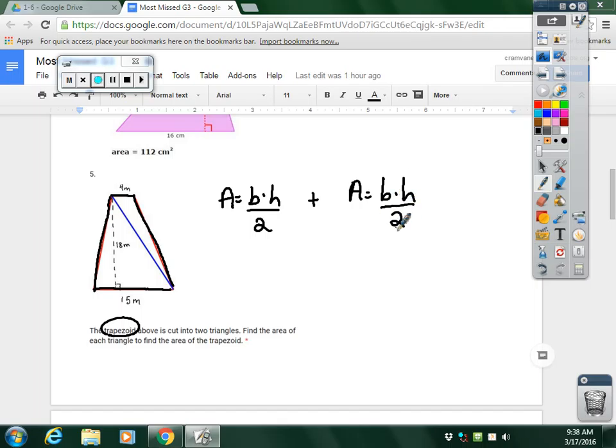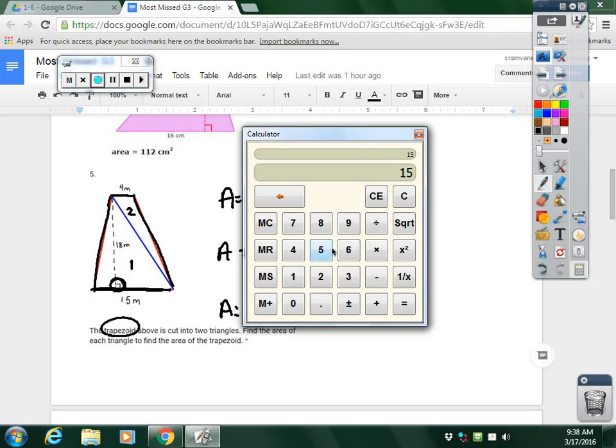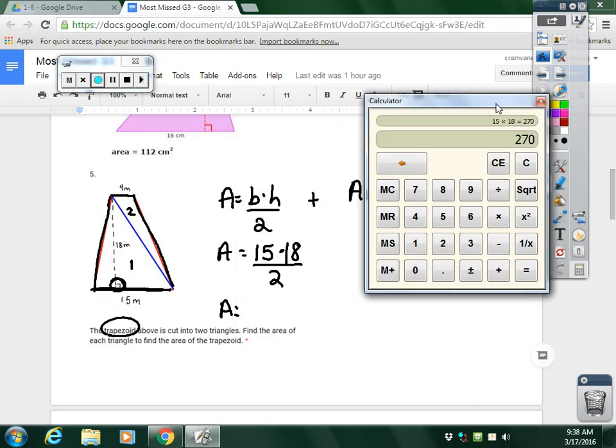Okay? Now, I'm going to do this as triangle number 1, this is triangle number 2. The base of this triangle is 15. The height is my imaginary line that forms a 90-degree angle, so it's this one right here. You always look for this guy right here. And then I'm going to divide it by 2. So the area of triangle number 1, 15 times 18 is 270. I have to remember to divide it by 2. The first triangle area is 135 meters squared.